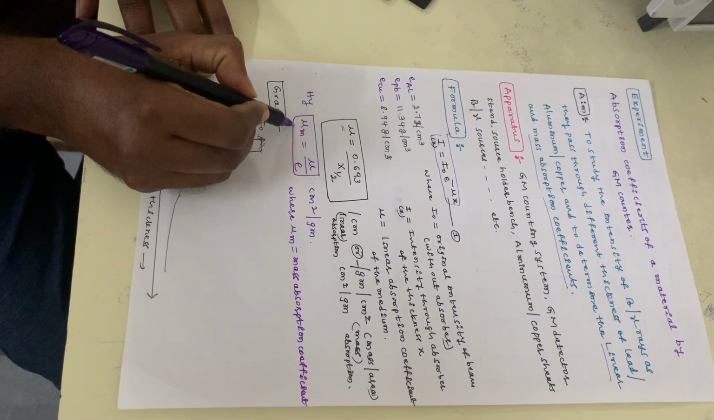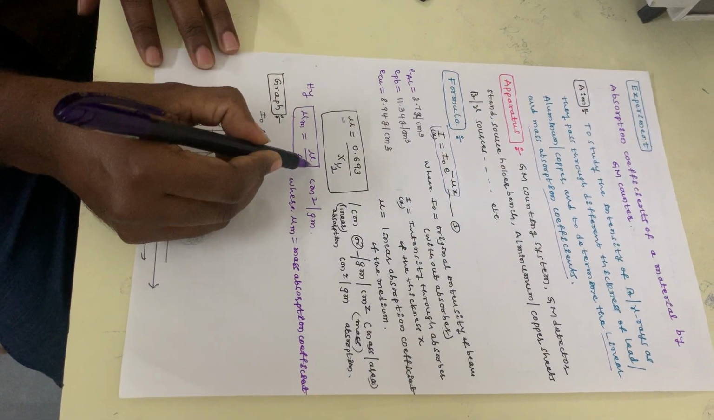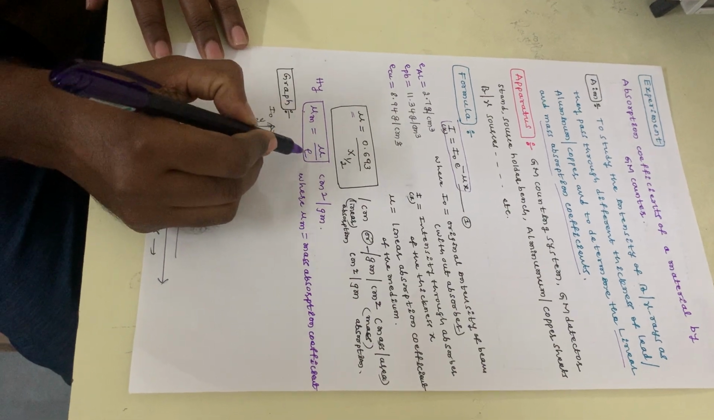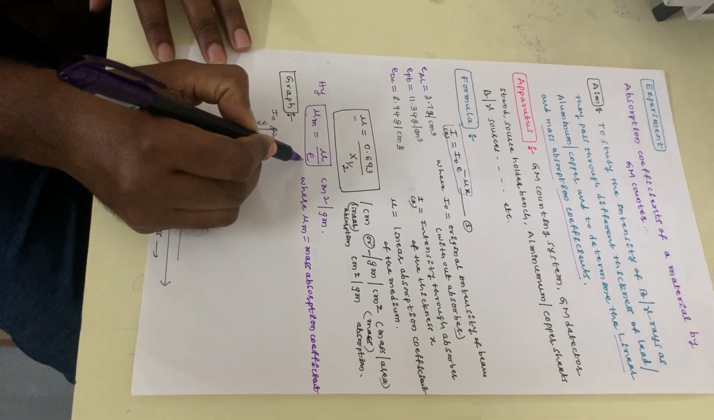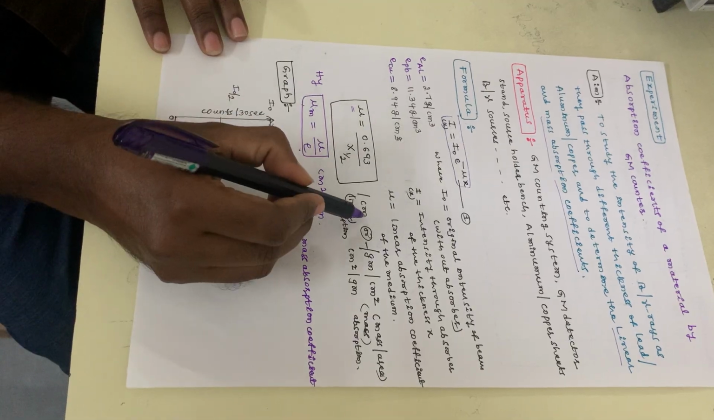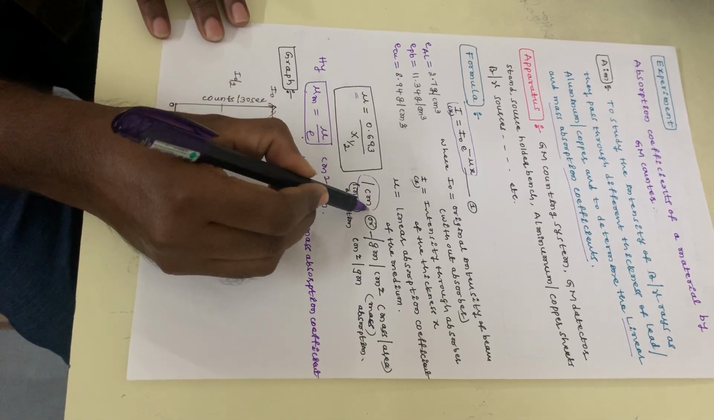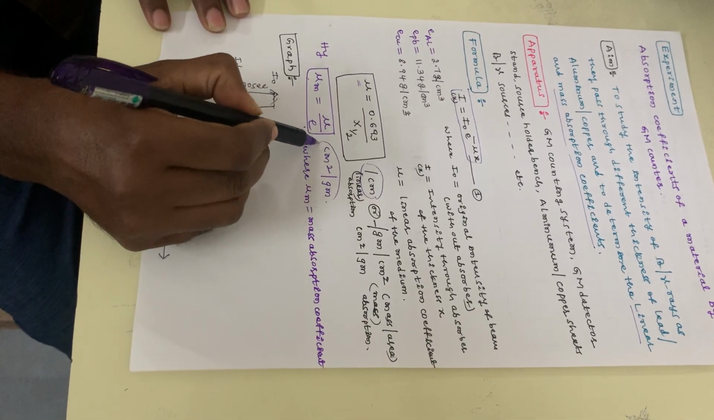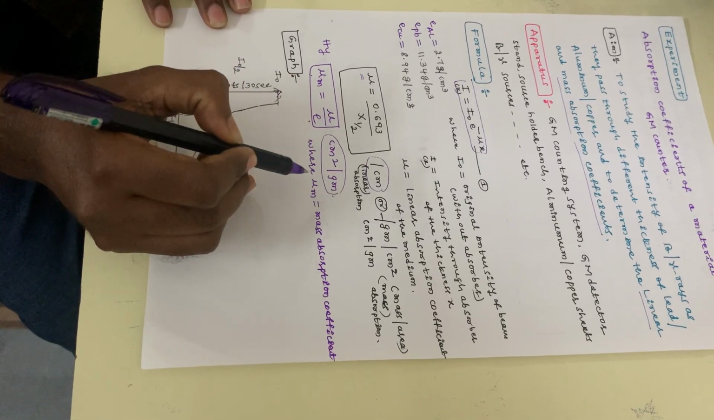What is the mass absorption coefficient? Mass absorption coefficient is equal to linear absorption coefficient divided by density. Right? What are the units? The linear absorption coefficient unit is per centimeter. The mass absorption coefficient unit is centimeter square per gram.